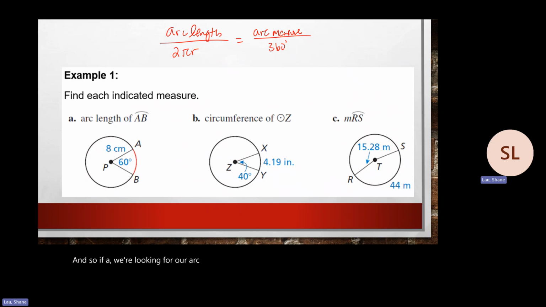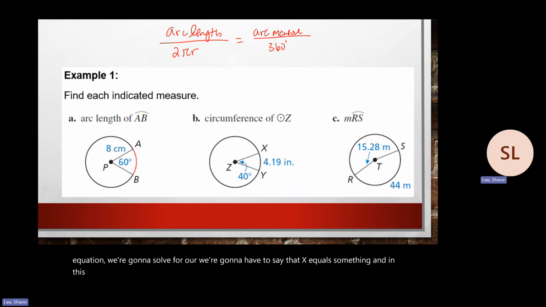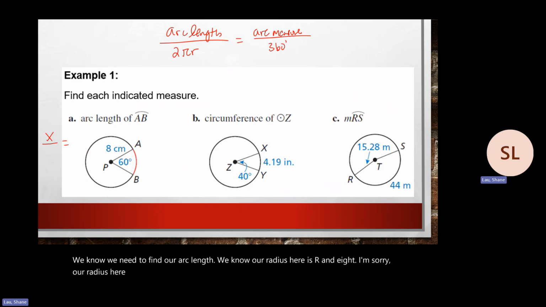And so what we'll do for this one to adjust our equation, we're going to solve for arc length. We're going to have to say that x equals something. And in this case, x, our variable, is going to equal our arc length. We'll say x over 2 pi r equals, or actually, abbreviate a little bit of this. We know we need to find our arc length. We know our radius here is 8, and 8 times 2 is 16. We put 16 pi r.